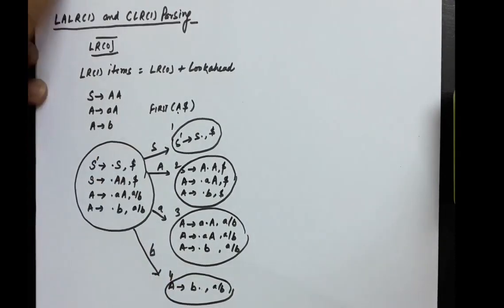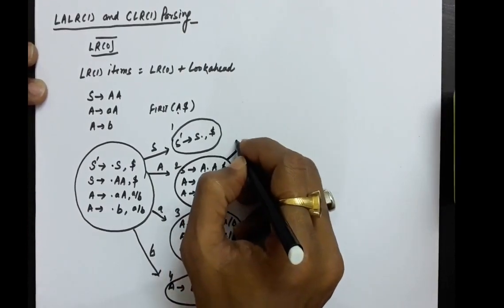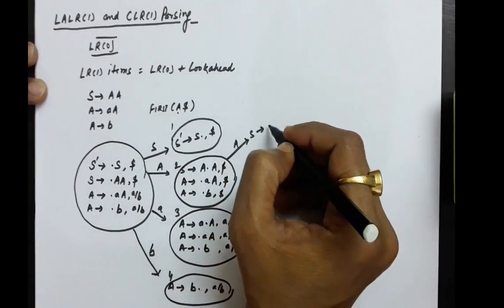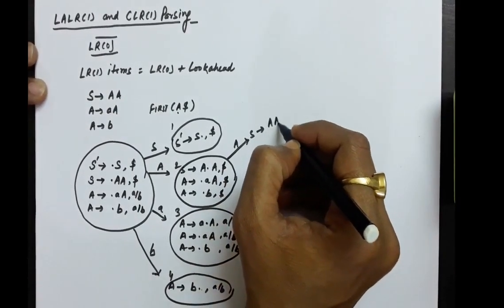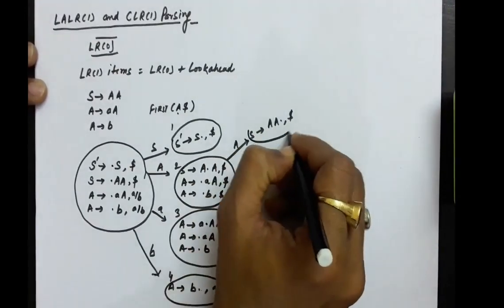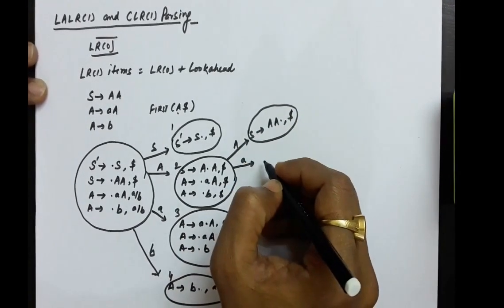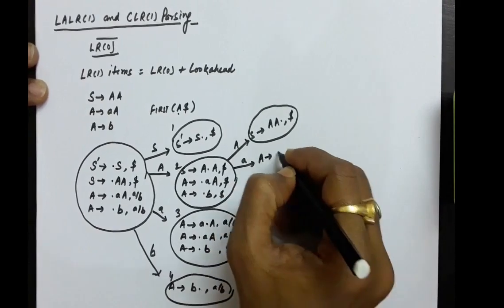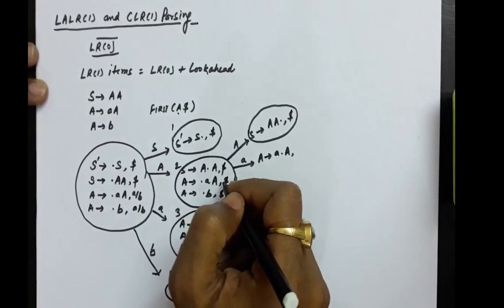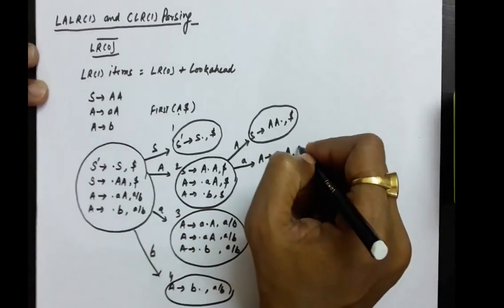For the further transitions, from state 1 there is no transition possible. From state 2 there is a transition possible with capital A. So S produces a A dot, and the first of dollar will remain the same. And now with small a, A produces a dot A, and you will be finding the first of dollar now. The first of dollar will be dollar.